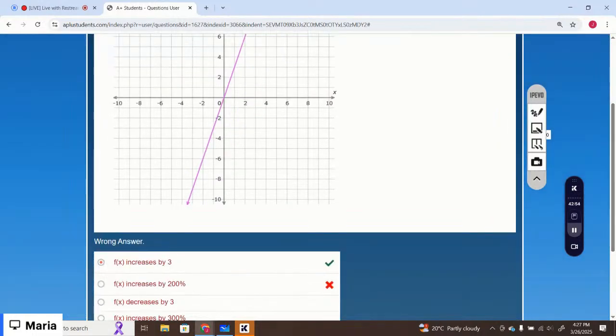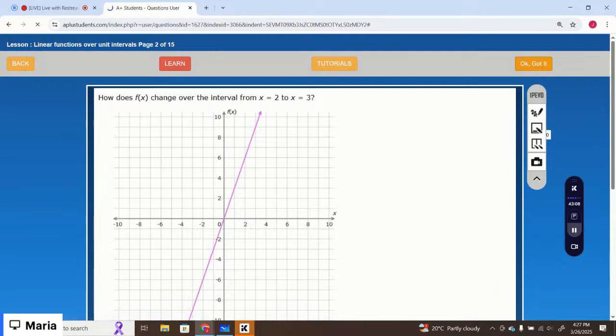Sometimes the correct option is the one that increases by a percentage and sometimes the other one. So basically, f of x increases by 3.